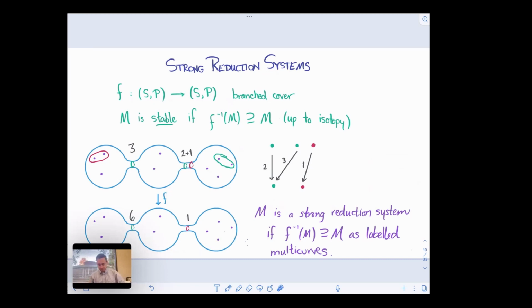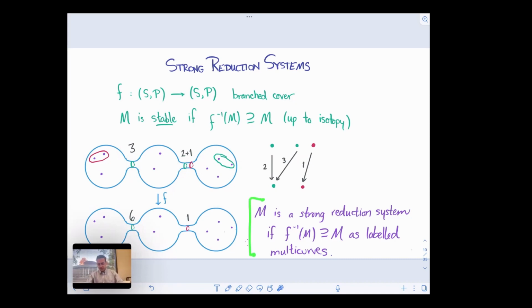M is a multicurve, a collection of curves in S. M is these 2 curves here, and I've drawn it suggestively for a reason I'll explain later. They're just multicurves, a collection of disjoint curves. Stable means the preimage contains the original multicurve. The preimage of this green curve down here is these 3 curves maybe, and the preimage of this pink curve down here is these 2 curves. You can see the preimage contains the original curves, at least up to homotopy, or isotopy, which is all we care about. So that's stable. That's a classical definition.